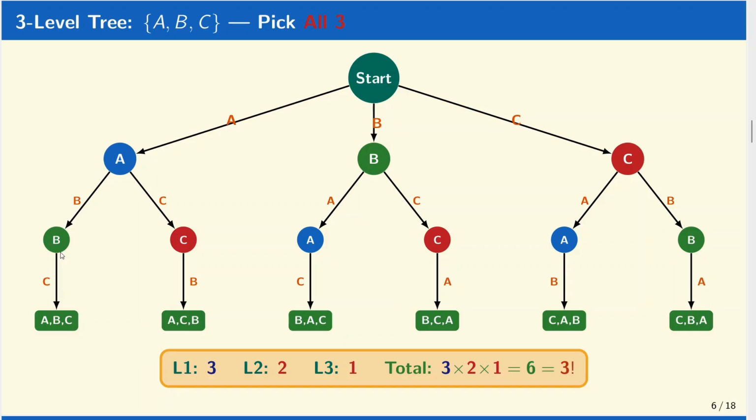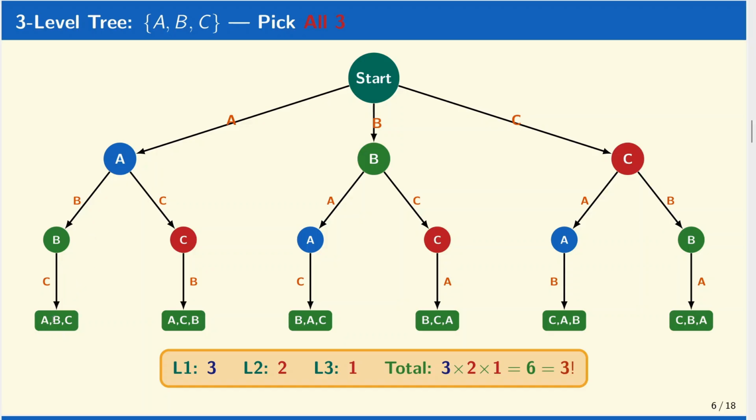But look at our set. We have already used A and we have already used B. There's only one letter left in the entire set, and that is C. So from the letter B, there is only one straight downward arrow pointing to C. We have no other options. This gives us our final 3-letter arrangement in the green box at the bottom, A, B, C.